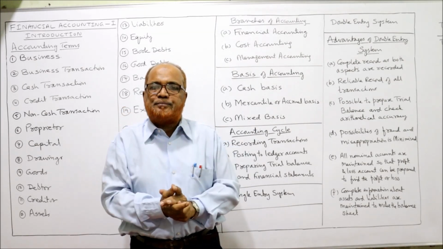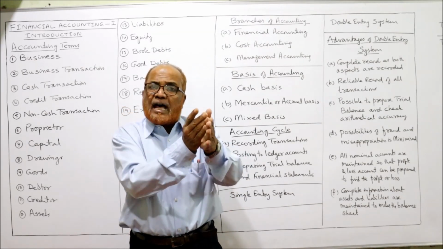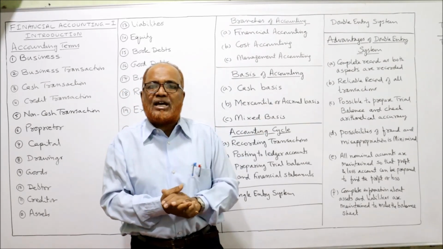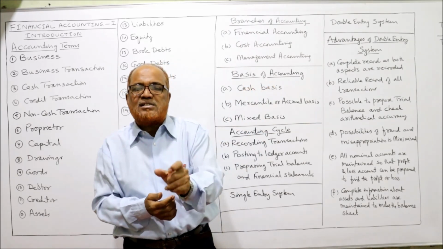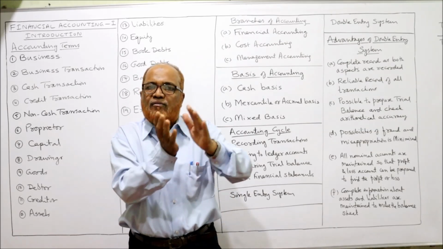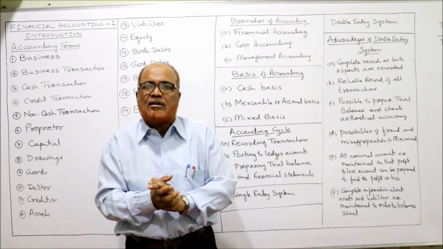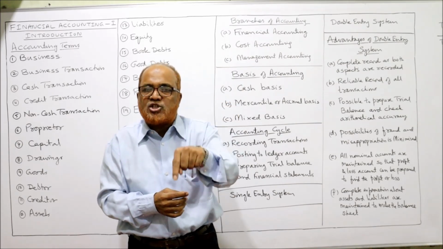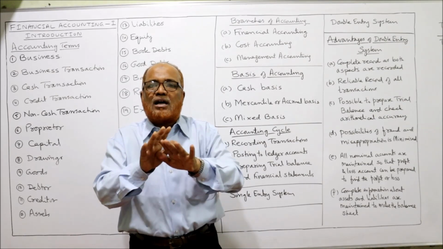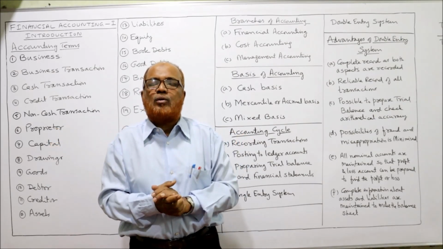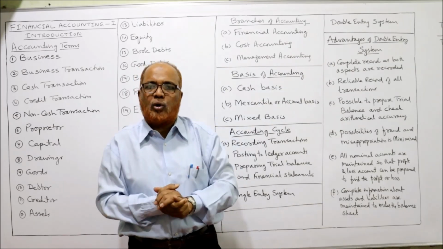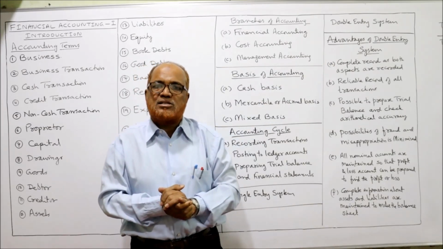Example, salary paid. When we pay salary, salary account is debited, cash account is credited. When we sell the goods on cash, cash is debited, sales account is credited. So in every transaction, two aspects are there. One account debited, the other account credited. For every debit, there is a corresponding credit. It is called double entry system. It's a complete system of accounting. That's why universally throughout the world, this double entry system is followed.